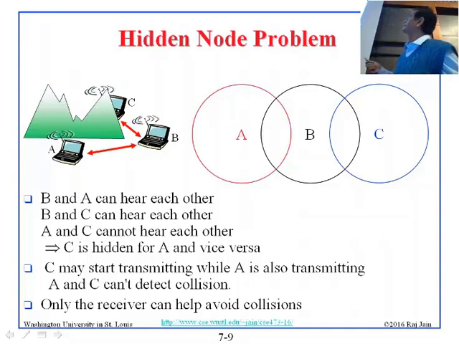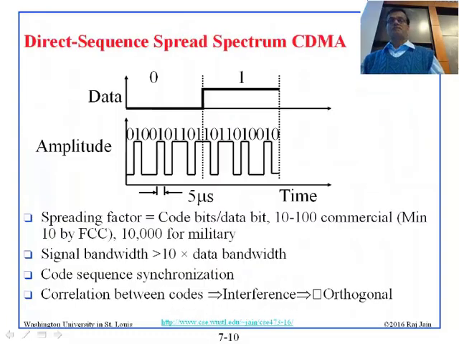B and A can hear, B and C can hear, but A and C cannot hear. And so they may start transmitting, and they may basically collide and not know. So we cannot do that. We cannot use CSMA/CD. So we have to do something different, and we will come to that.